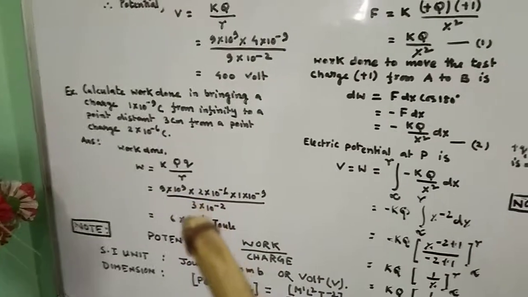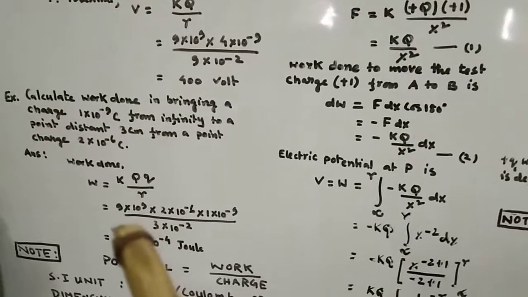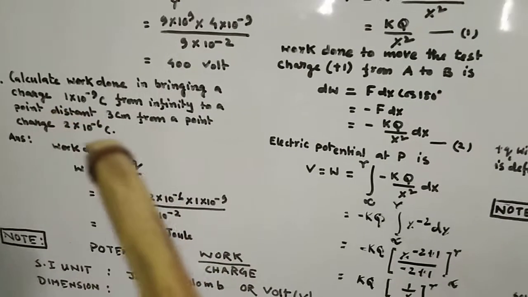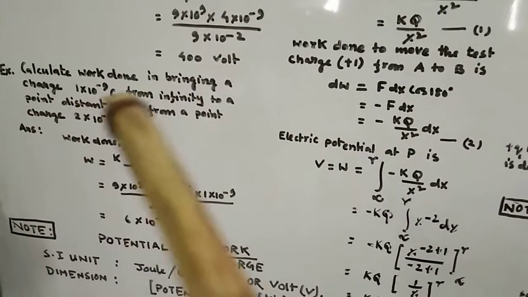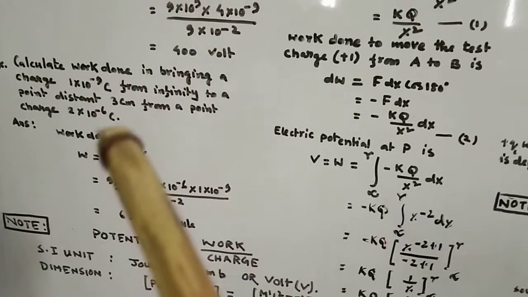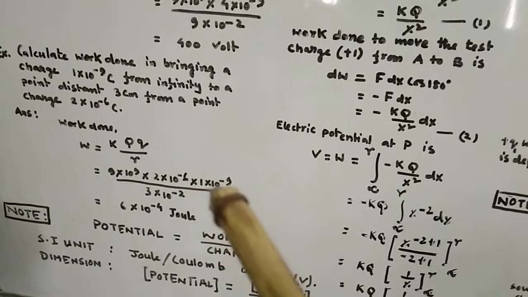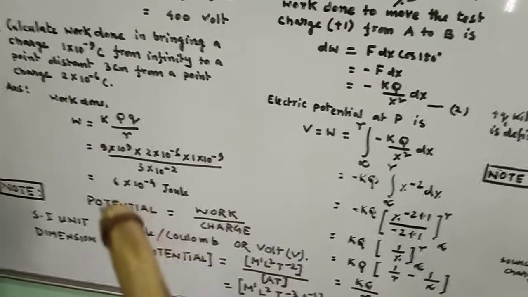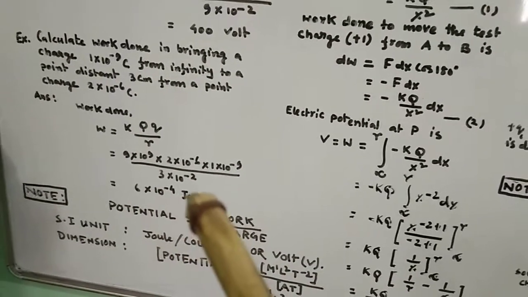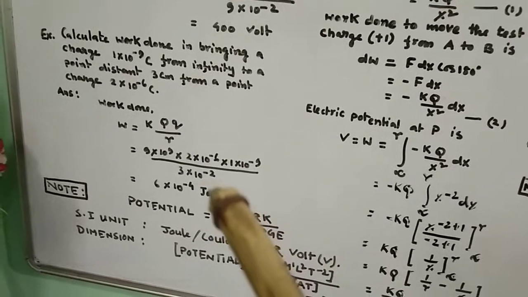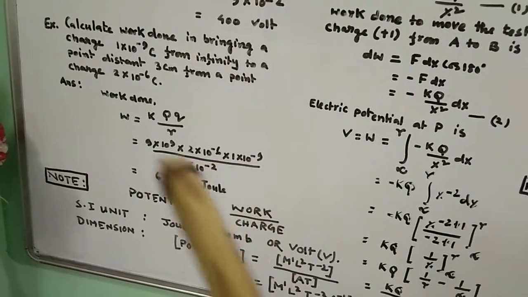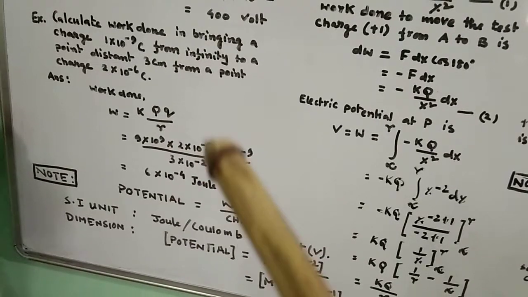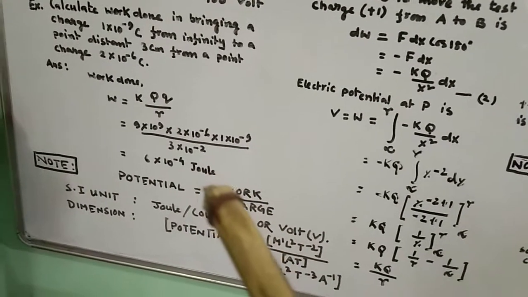So if you substitute in this formula, 9 into 10 to the power 9 is the k value, q is your source charge, and this is your test charge: 2 into 10 to the minus 6, 1 into 10 to the minus 9, and distance is 3 centimeter, 3 into 10 to the minus 2. So we will get 6 into 10 to the power minus 4 joule. If you simplify this, 3 nines, 3 to 6, and 10 to the power 9 to the minus 1 goes off, so 10 to the power minus 4 joule.